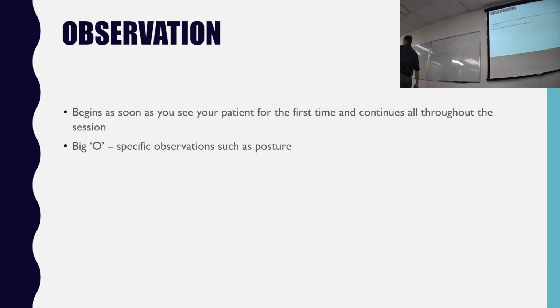We have the big O, right? And so we've got big O and little o. Big O is very specific postural observations. Big O is going to be, we ask somebody to stand, so we observe their posture. We ask them to move in a specific way. So I consider big O the very deliberate, the specific forms of observation. And there's a time and a place for that.